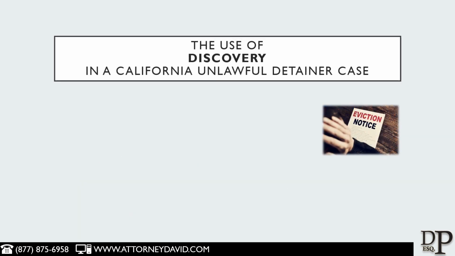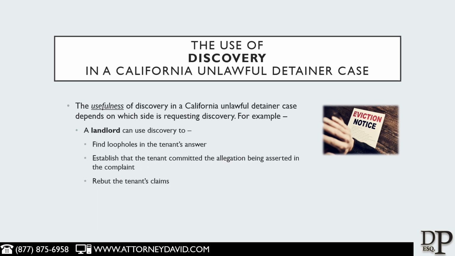Now let's talk about the usefulness of discovery in a California unlawful detainer action. A landlord might use discovery to find loopholes in the tenant's answer, or to establish that the tenant committed the allegation being asserted in the complaint. For example, to go back to non-payment of rent, let's say that you as the landlord are saying the tenant has failed to pay the rent, and now you're going to ask the tenant to admit that they owe rent. Well, if they admit that they owe rent in your unlawful detainer, that's going to be very helpful for your case. And a landlord can also use discovery to rebut the tenant's claims that the tenant is raising in the answer.